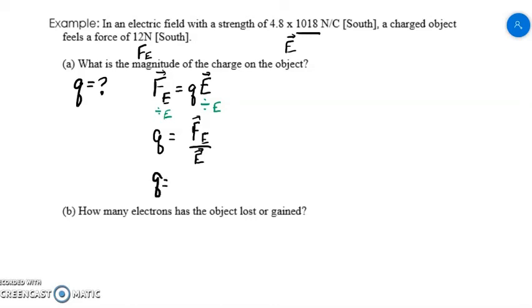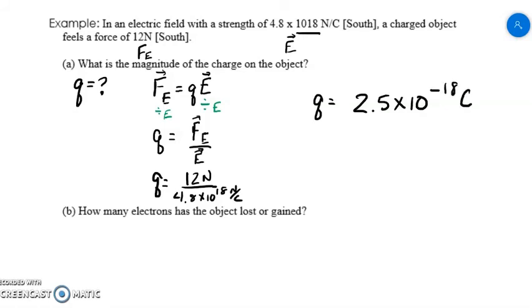So Q equals electric force of 12 newtons divided by 4.8 times 10 to the 18 newtons per coulomb. When we do this division, the newtons will cancel out and we will be left with coulombs. So the charge that we get out of this calculation will be in coulombs, not in ECs. So 12 divided by that is Q equals 2.5 times 10 to the negative 18 coulombs.